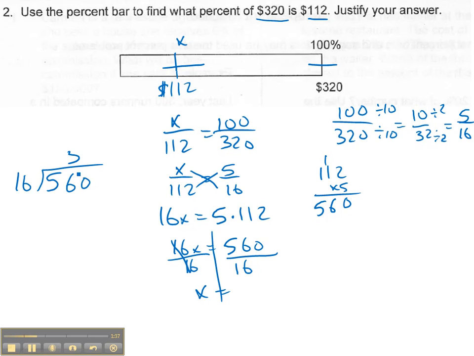There are 3 16s in 56. 3 times 16 is 48. Subtracting, we get 8. Bring down the 0. There are exactly 5 16s in 80. So our quotient is 35, and the answer is 35%.